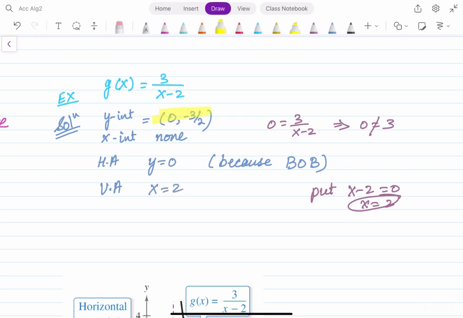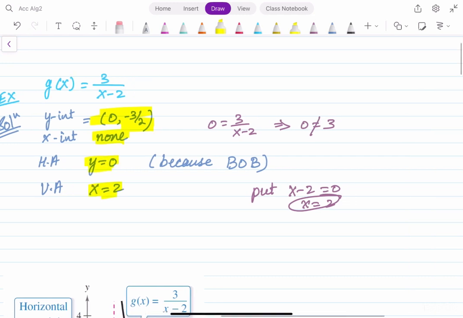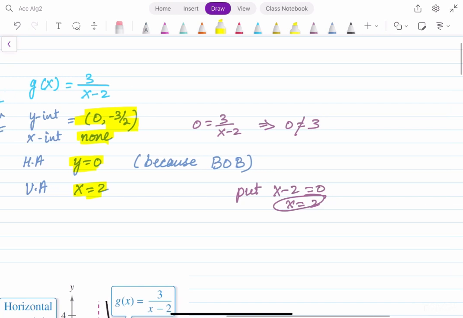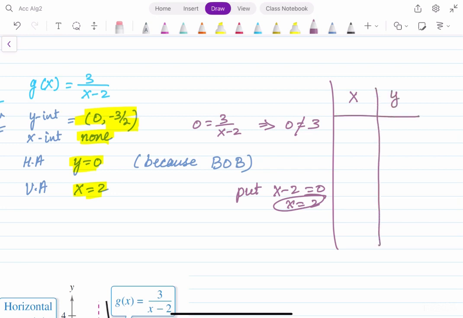Now, do we have any slant asymptote here? No, because the slant asymptote will happen when the highest power of the numerator is exactly 1 degree higher than the highest power of the denominator. So if the highest power of the numerator is x squared and the highest power in the denominator is x, then we are looking for slant asymptote.